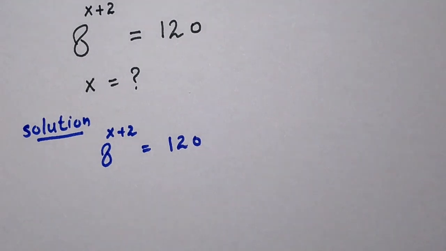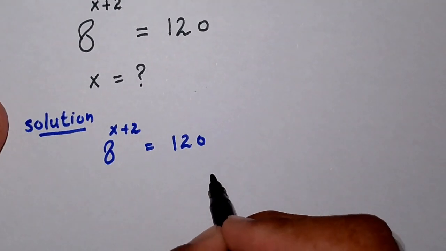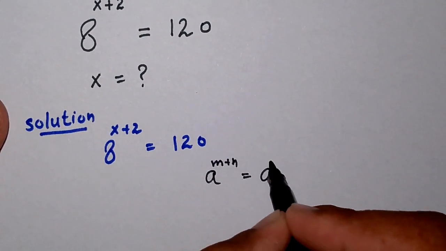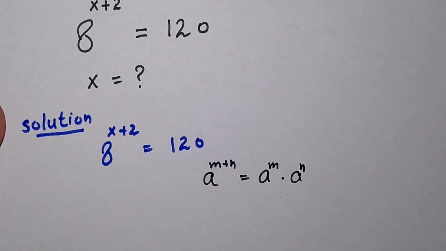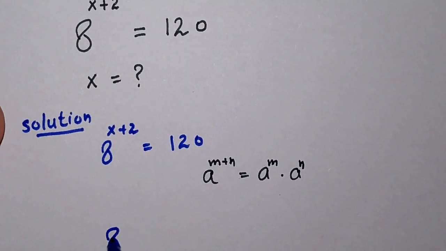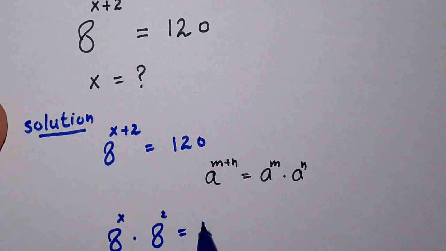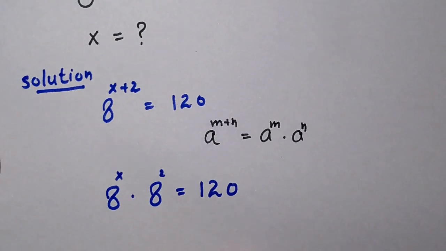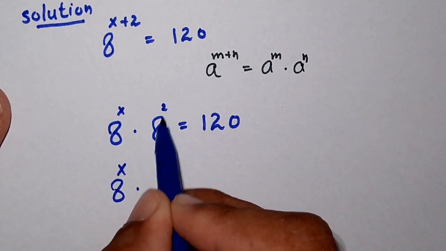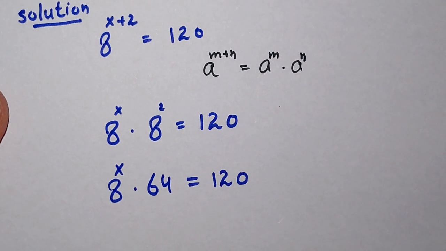Now here, to solve this question, we know that a to the power of m plus n is equal to a to the power of m times a to the power of n. So applying this condition here, this will become 8 to the power of x times 8 to the power of 2 is equal to 120. Now in the next step, 8 to the power of x times 8 squared, that is 64, is equal to 120.